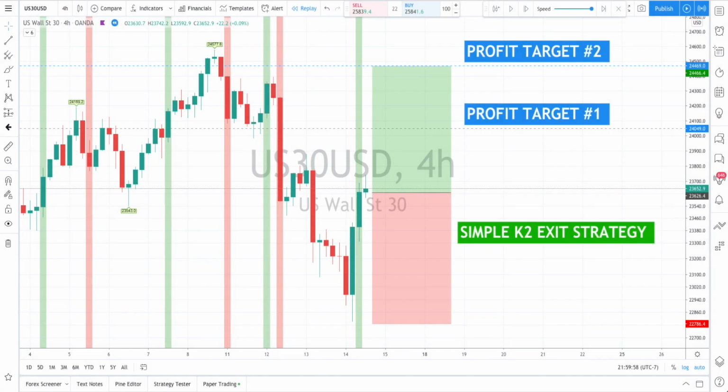Today I'm going to be going over the simple K2 exit strategy, and this is the exit strategy that I recommend everyone use, especially if you're following my K2 signals. So this is how it works.